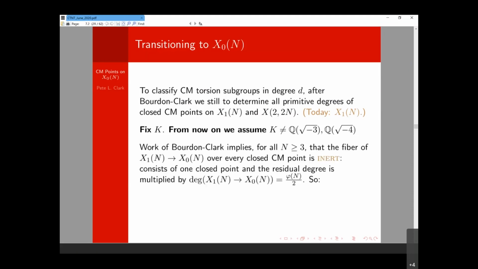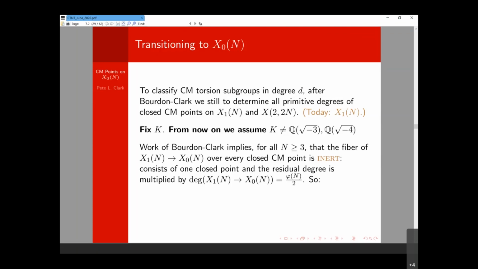Okay, so let me make immediate use of this assumption. And now I want to look at the map from X1 of N down to X naught of N. So X1 of N is parameterizing elliptic curves together with a rational point of order N, and X naught of N is parameterizing elliptic curves together with a rational cyclic subgroup of order N. So again, there's a forgetful modular map where you just take your point of order N and you associate to it the cyclic subgroup that it generates. Okay. And so it turns out something amazingly simple happens, that, again, if you exclude these two imaginary quadratic fields, then the fiber over every single closed CM point on X naught of N is completely inert in X1 of N, which means what you think it means from algebraic number theory.